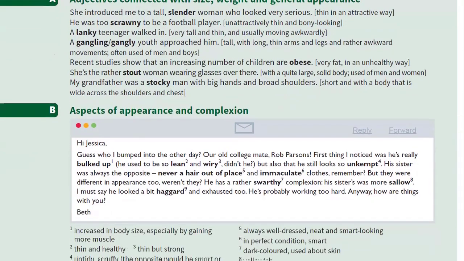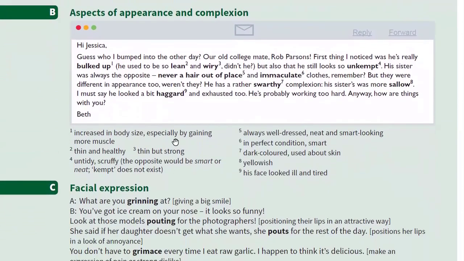Now let's move to another situation: aspects of appearance and complexion. Here we also talk about complexion. Who would like to read this? Azhar, would you like to read this? Yes. Hassan, would you give it a try? Okay, let me read it myself.